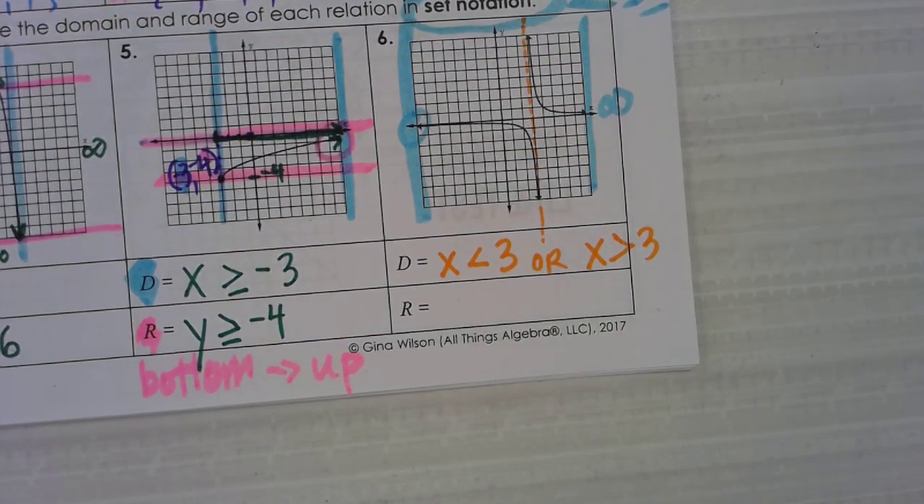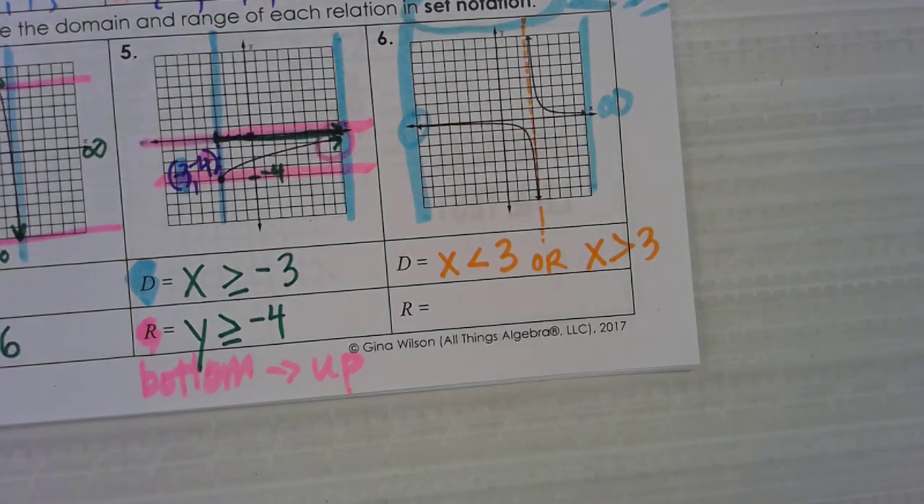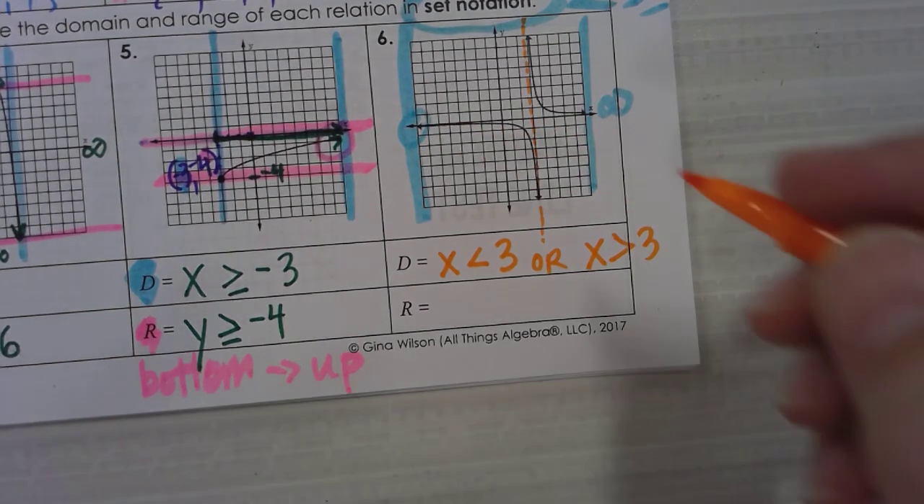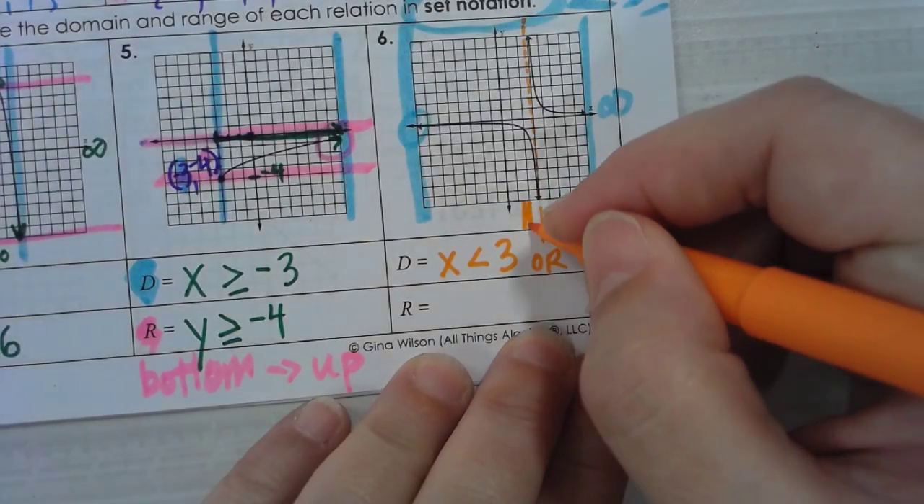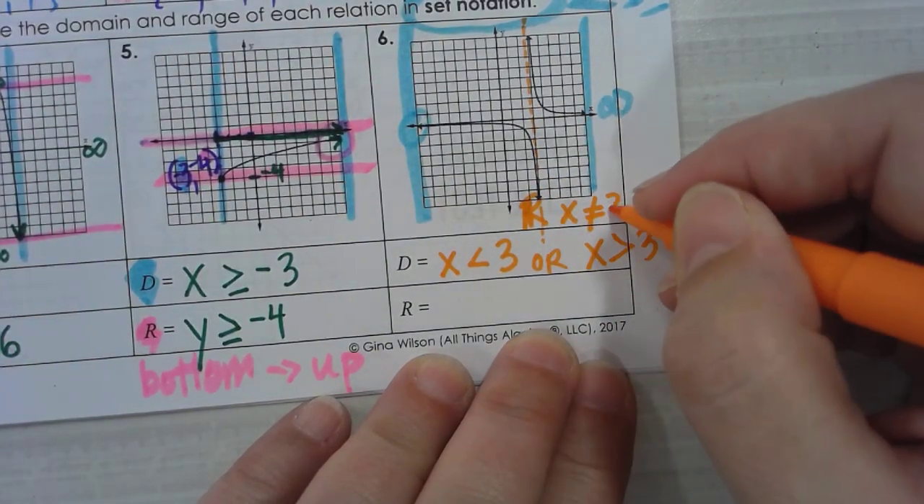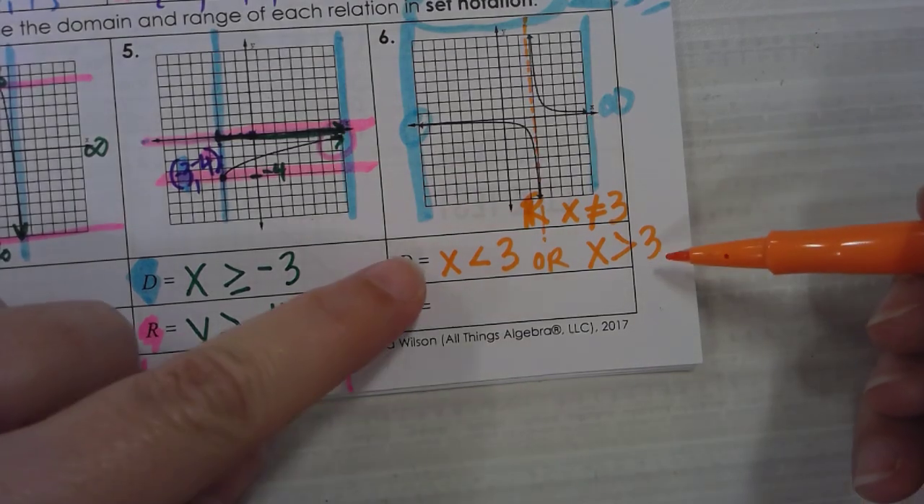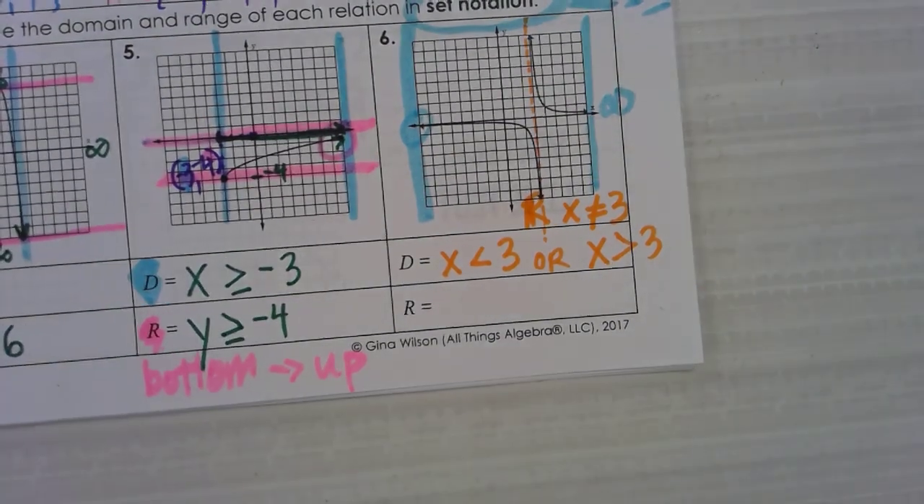Now you are more than welcome to write your answer like that, or if you want to be fancy, you could say this is essentially every single number except 3. So you could write it like this: all real numbers where x does not equal 3, if you think that's easier. It's really everything except this one number. Or you can write it this way with the 2 separate graphs. I don't care.